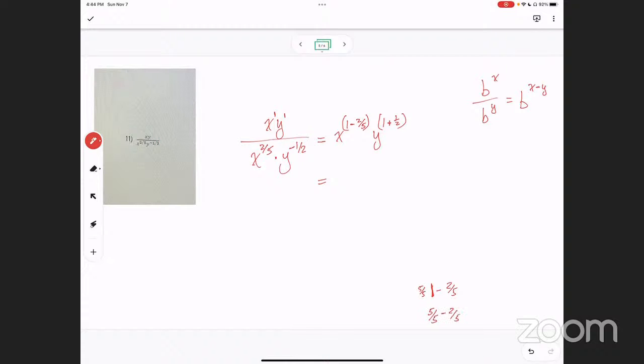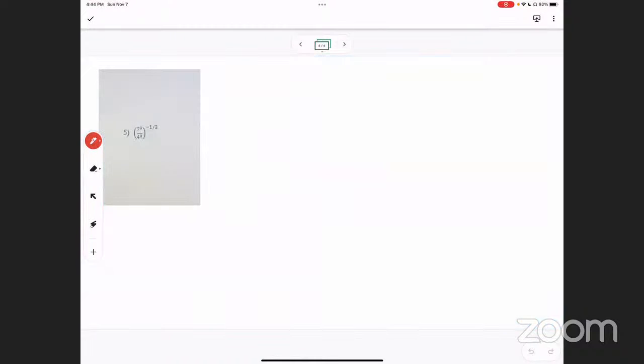Okay. And then what's 1 plus 1/2? 3/2. Good. And again, you could do it like this. You could do 2/2 plus 1/2 equals 3/2. Or if you just know it, you can look at it. Sometimes you can just look at it and you know what it is. Good job.